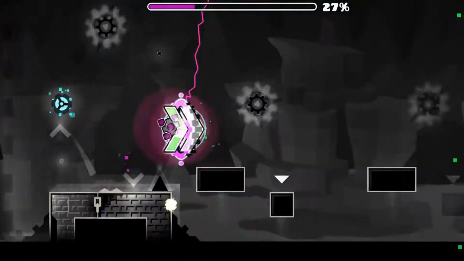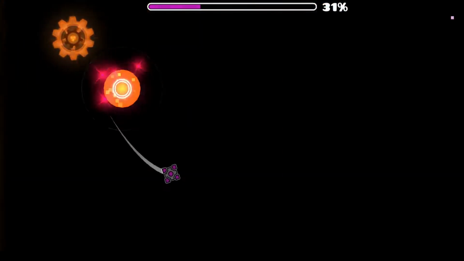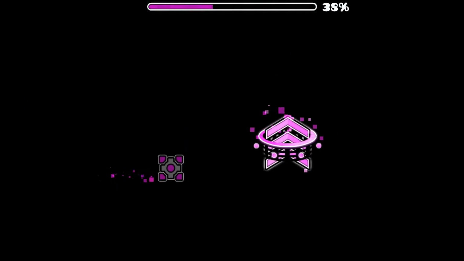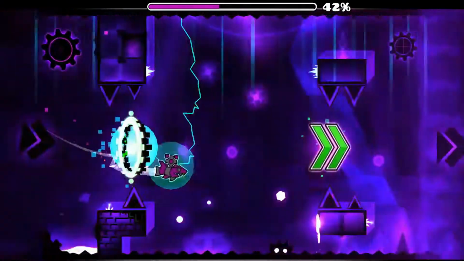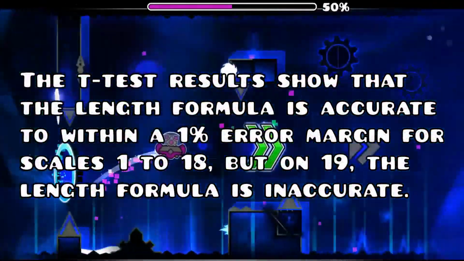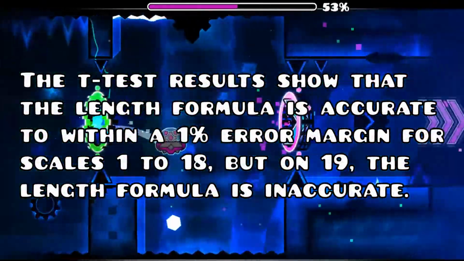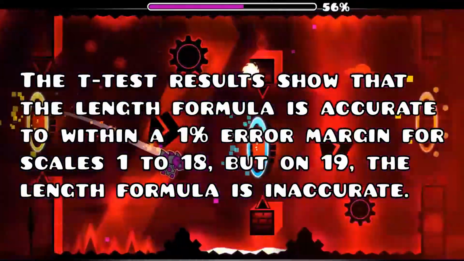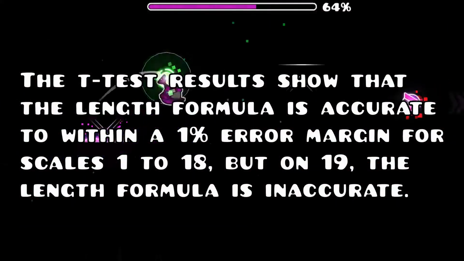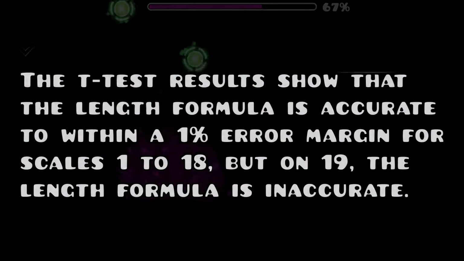While the term insignificant may sound easy for us to understand, that won't always be the case. So we actually need to explain what it means in terms of our experiment. In conclusion, the t-test results show that the length formula is accurate to within a 1% error margin for scales 1 to 18, but on 19, the length formula is inaccurate.